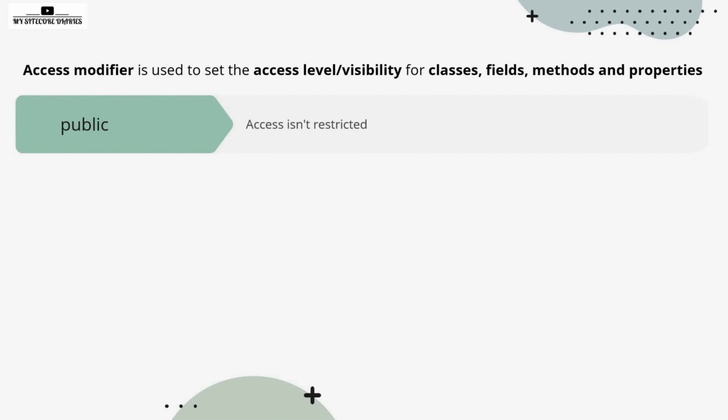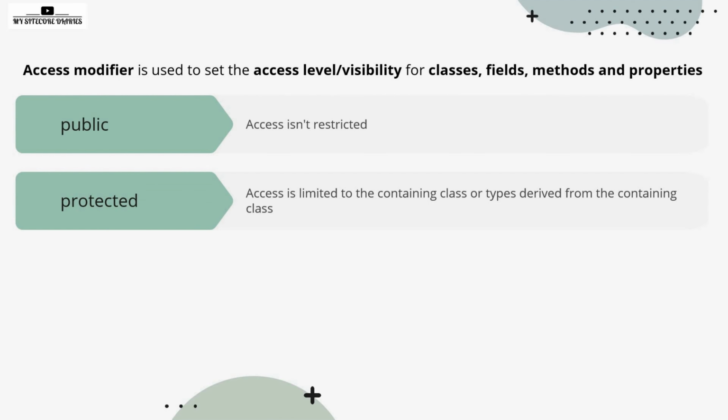First is public. So access isn't restricted. Public means anyone can access it. So if you want to allow another class to access the thing from your class, then you should make that class public. Then you have protected. The access is limited to the containing class or types derived from the containing class. So only that class and the classes derived from your class will be able to access protected members.